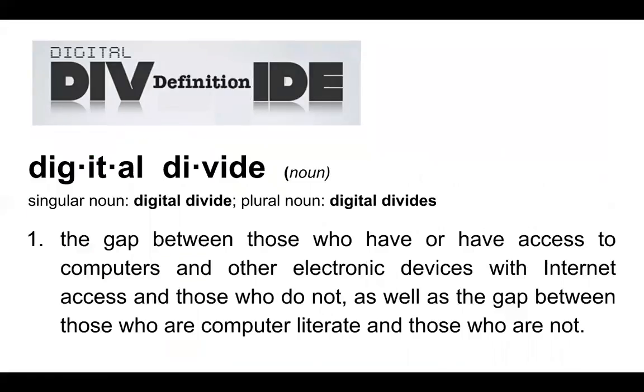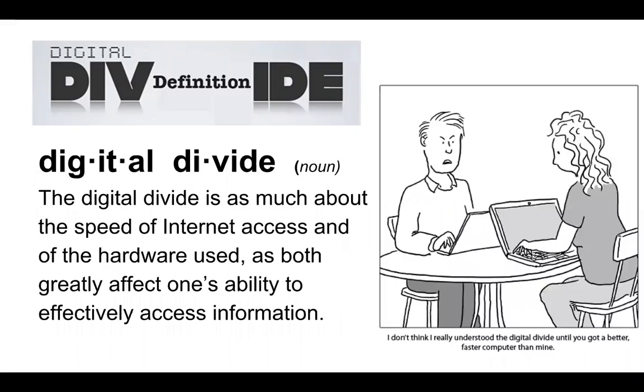The digital divide is the gap between those who have access to computers and other electronic devices with internet access and those who do not, as well as the gap between those who are computer literate and those who are not. The digital divide is as much about the speed of internet access and of the hardware we use, as both greatly affect one's ability to effectively access information.